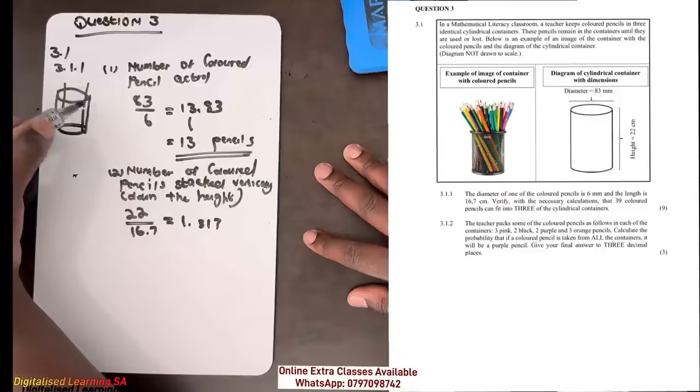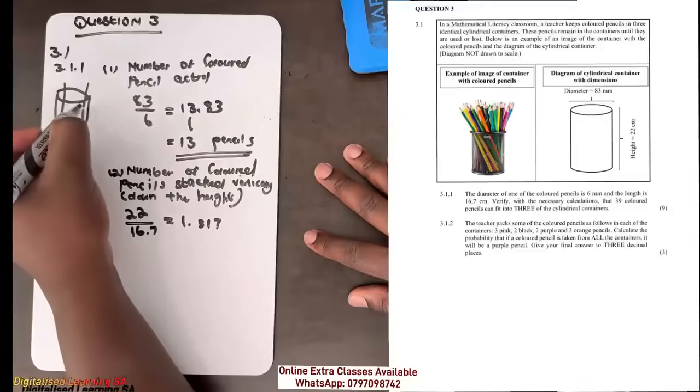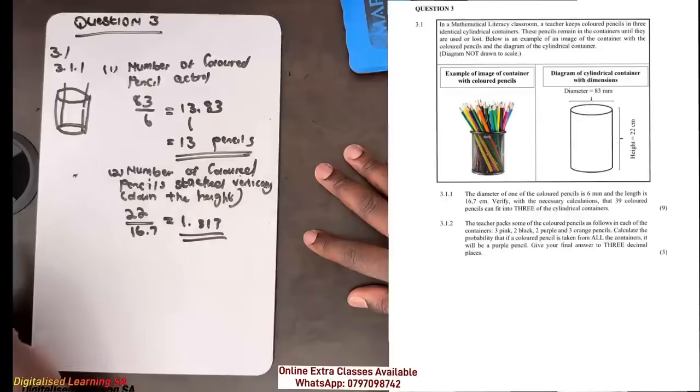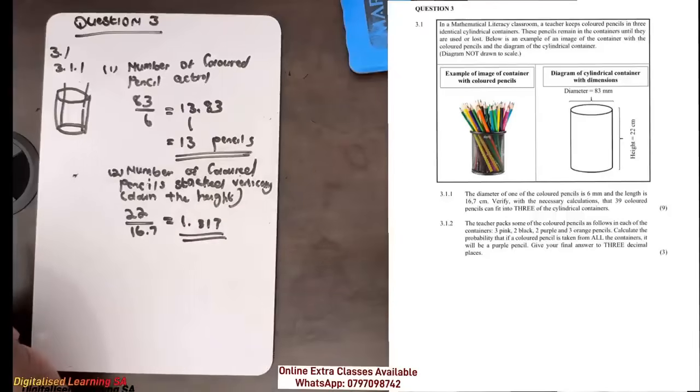So there won't be any pencil that is on top of another pencil. That's why our answer is 1.317. So that's what that means. So now we need to find the number of pencils inside the container. We need to calculate the number of pencils inside the container.